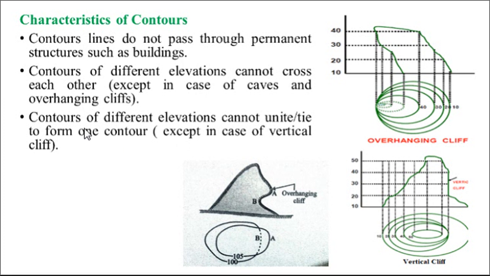Next characteristic: contours of different elevations cannot unite or tie together to form a single contour. This is also not possible, except in one situation called a vertical cliff. In the case of a vertical cliff, the contour lines of different elevation can unite. See, this is one contour line, this is another contour line, and they can be united in the case of a vertical cliff. So these are the two figures, the overhanging cliff and the vertical cliff.